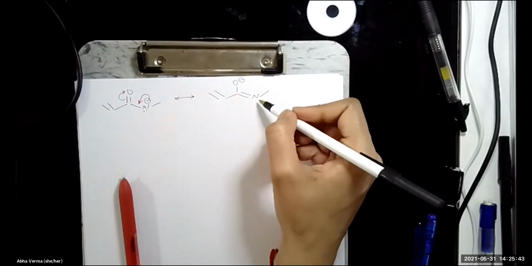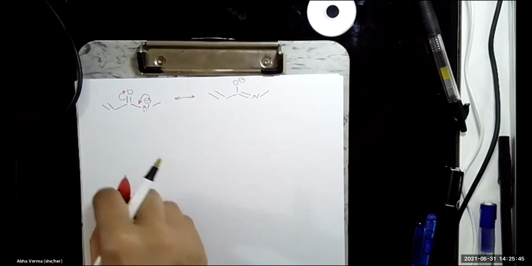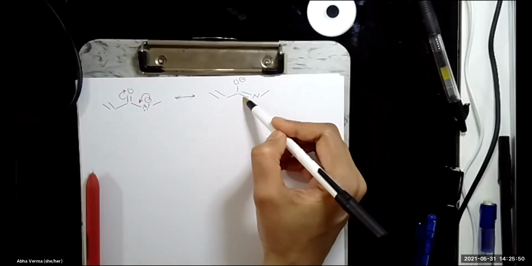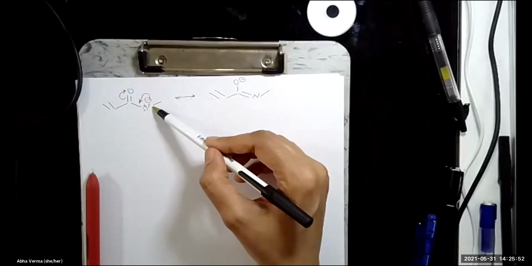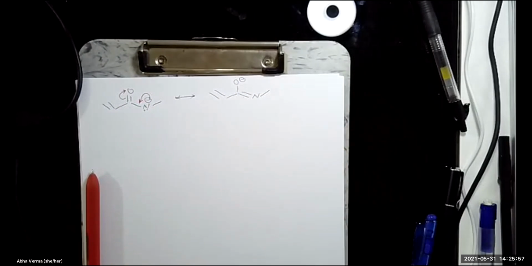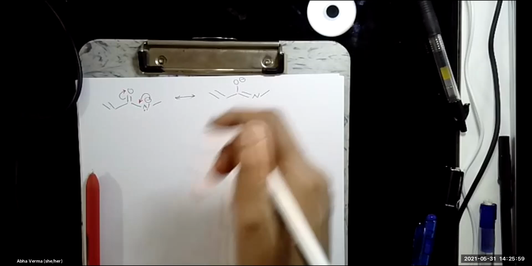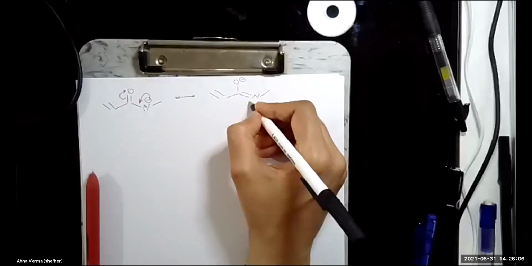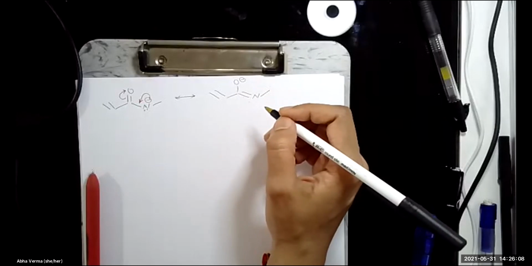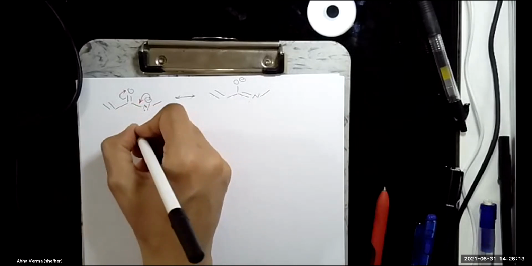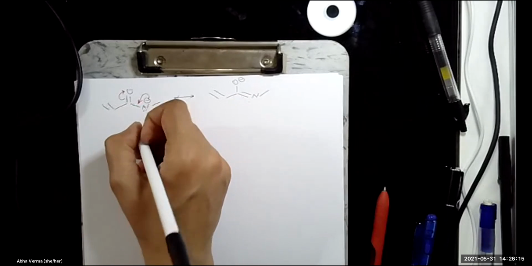Okay. And then if you look at this structure and if you look at this structure, who will be a better contributor of resonance among these two? Second one. The second one. Why? Because its octet is complete. Okay. So we also have to look at the lone pairs that can be delocalized.